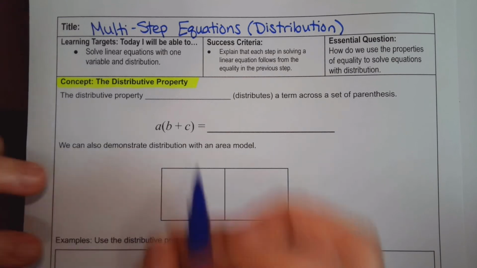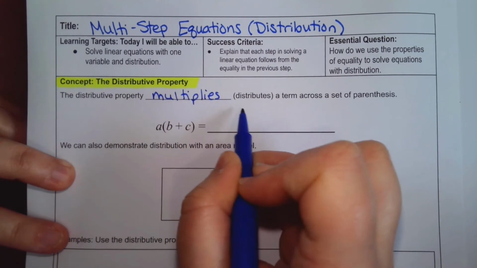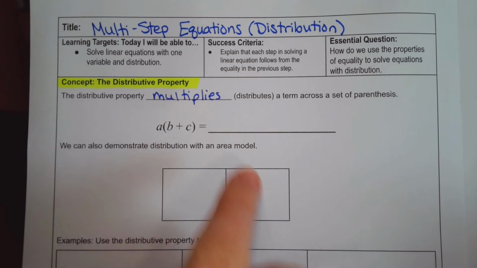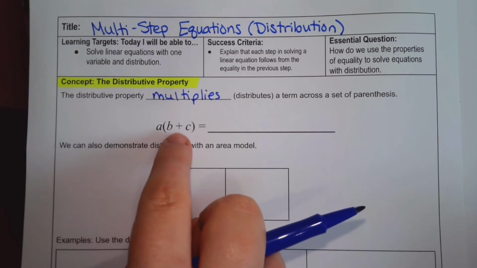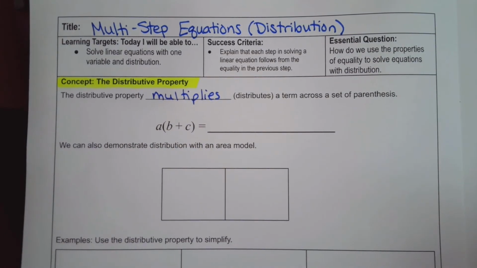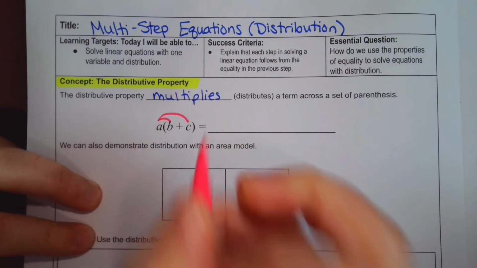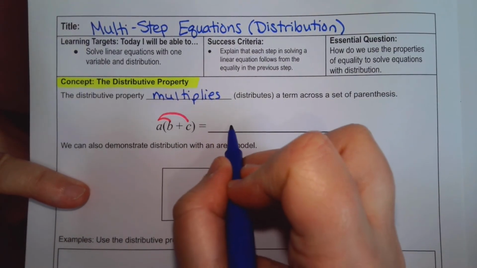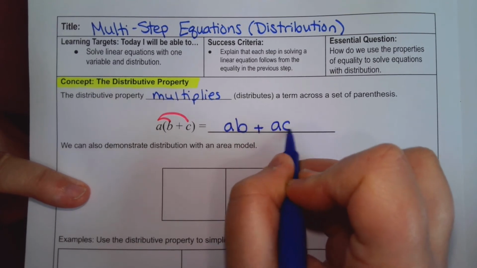So the distributive property multiplies, also known as distributes, a term across a set of parentheses. So as my generic example, we have A times (B plus C). With distribution, we distribute the A to everything inside the parentheses by multiplication. So this would then come out to be A times B plus A times C.